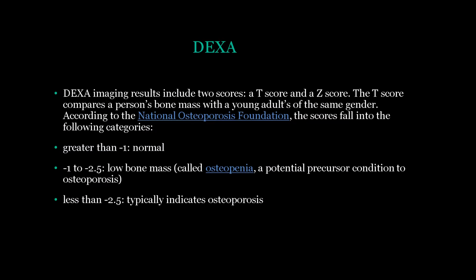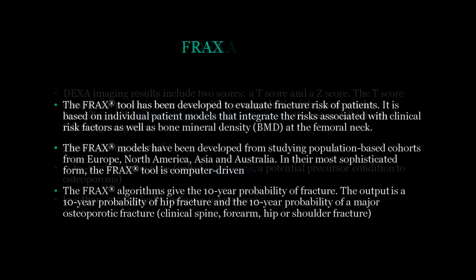DEXA imaging results include two scores, a T-score and a Z-score. The T-score compares a person's bone mass with young adults of the same gender. According to the National Osteoporosis Foundation, the scores fall in the following categories. Greater than -1 is normal. -1 to -2.5 is low bone mass, called osteopenia, a potential precursor condition to osteoporosis. Less than -2.5 typically indicates osteoporosis.